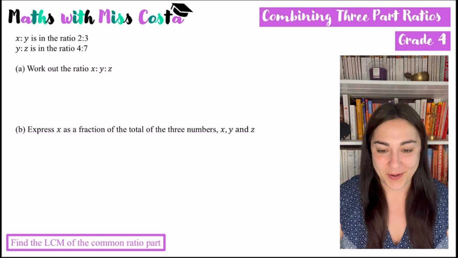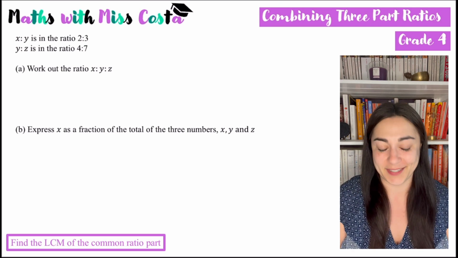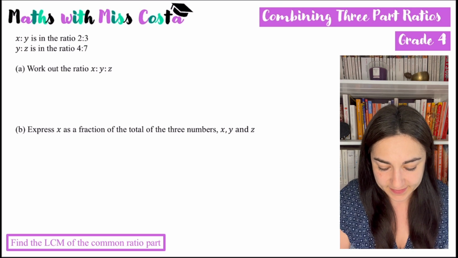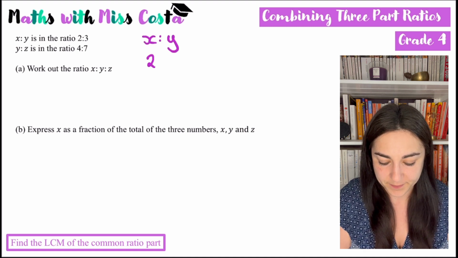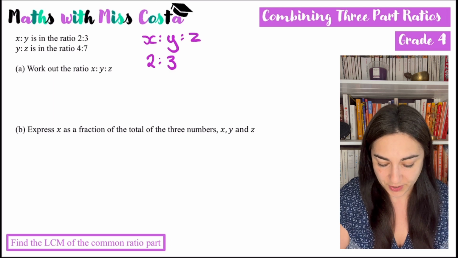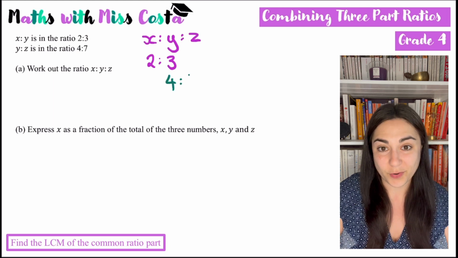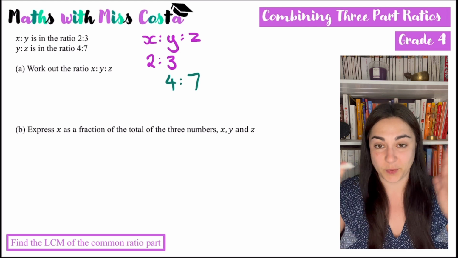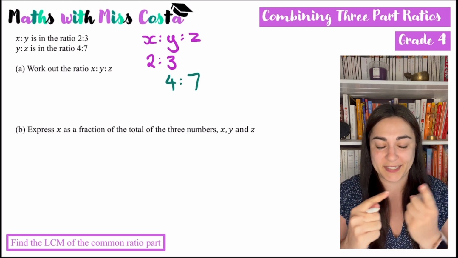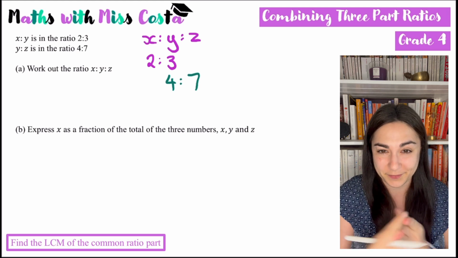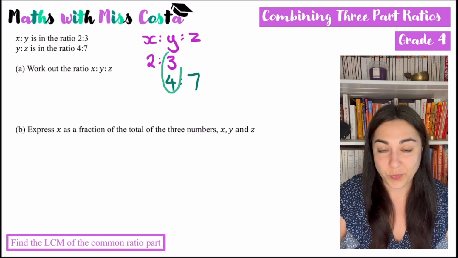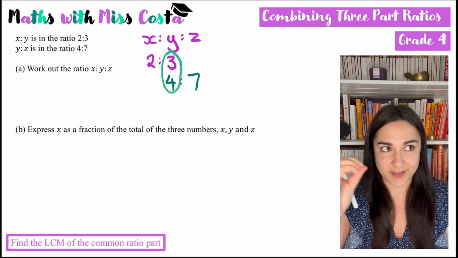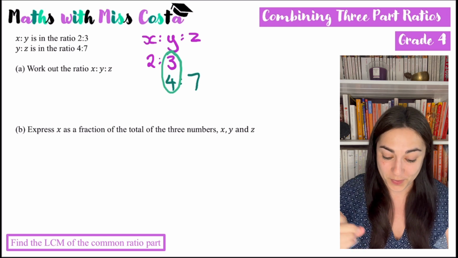So now I'm combining 3-part ratios. Okay, so I know that x to y is in the ratio 2 to 3. And I also know that y to z is in the ratio 4 to 7. So when you've got 3-part ratios, you can set them up as x to y to z, and then one of them is going to be common to both parts of the ratio. So I know that y is common to both.